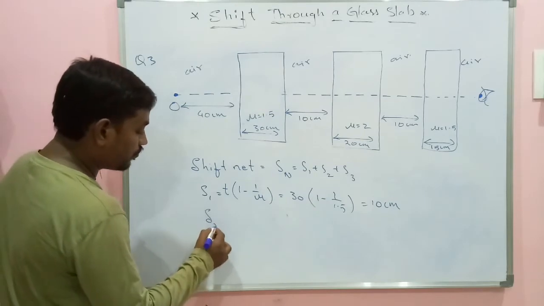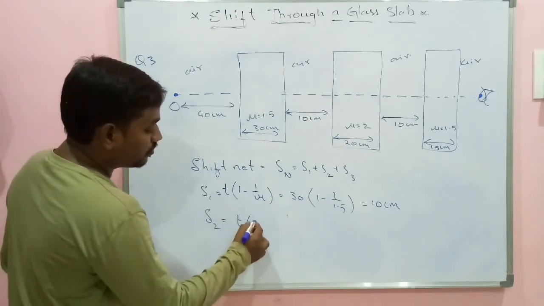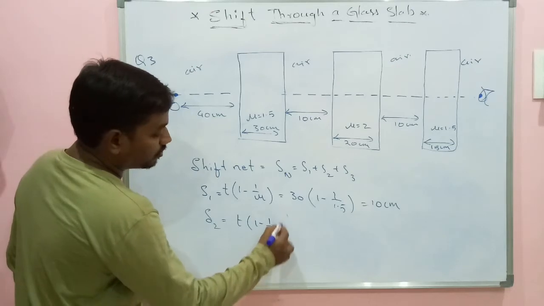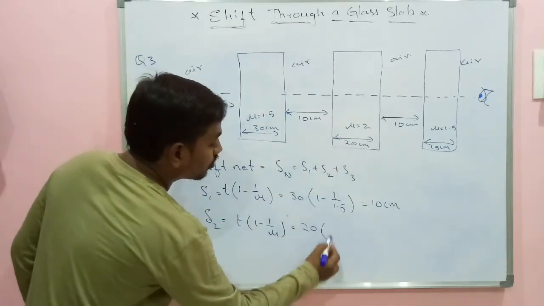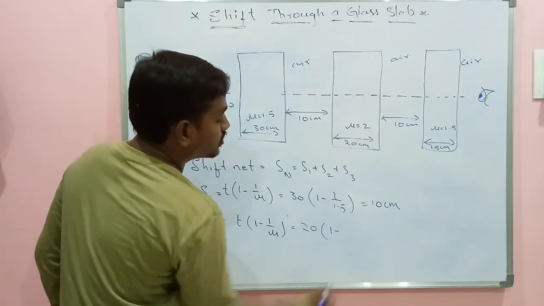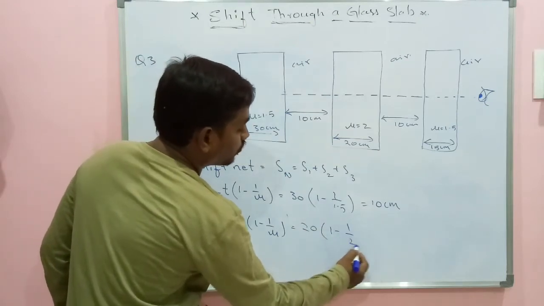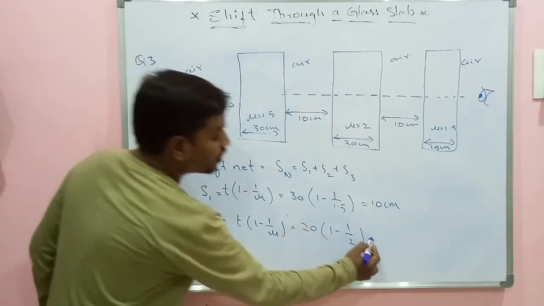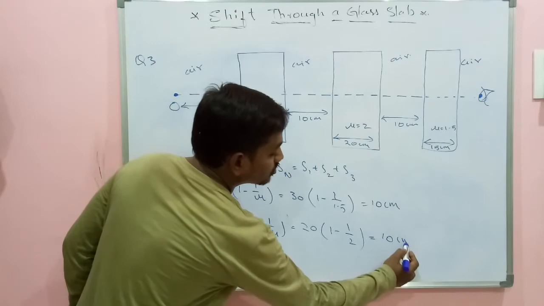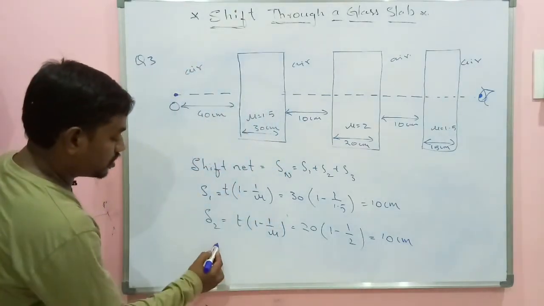Similarly, S2, T of 1 minus 1 by mu again. Your T is how much? 20 of 1 minus 1 by 2. 1 minus 1 by 2 is again 1 by 2. 1 by 2 into 20 is again 10 centimeters. So shift 3.